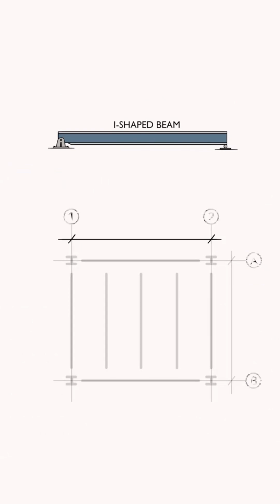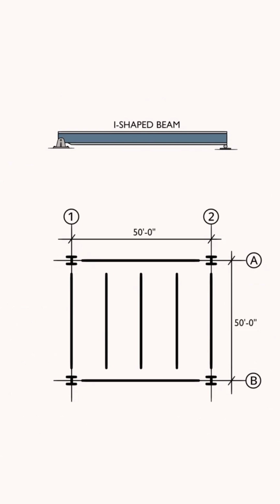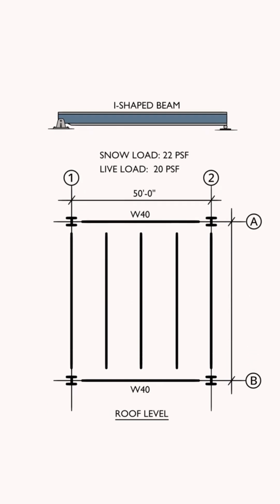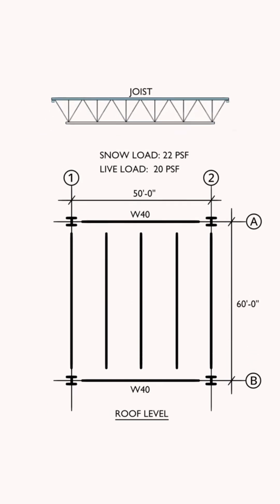Let's say you have a 50-foot by 50-foot steel bay at the roof level with a snow load of 22 pounds per square foot and a live load of 20 pounds per square foot. In this case, a simple I-shaped beam works great. The loading is relatively small, and deflection isn't a major issue. But what if we increase the span to 60 feet? Now we need a stiffer member. Since it's mainly a deflection issue, a joist would be a better choice.